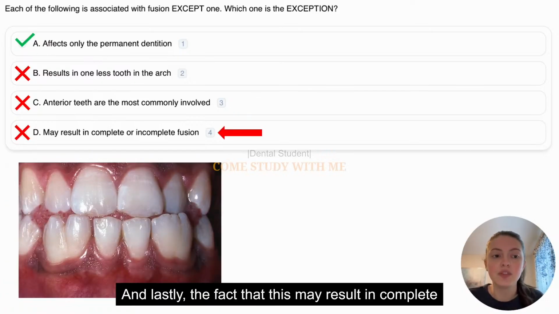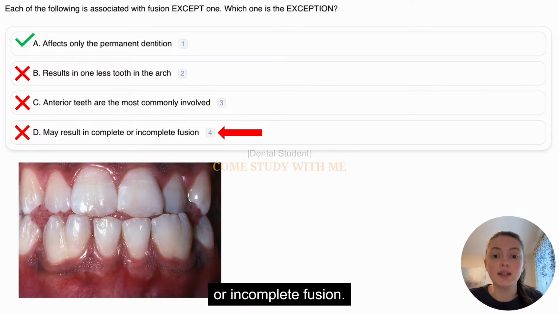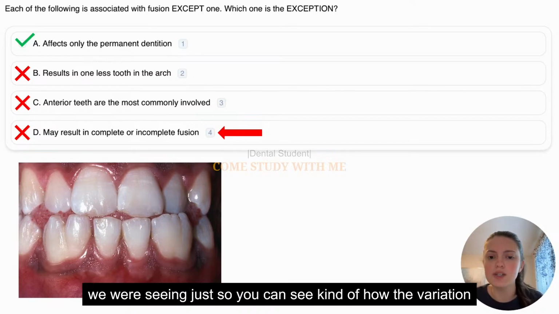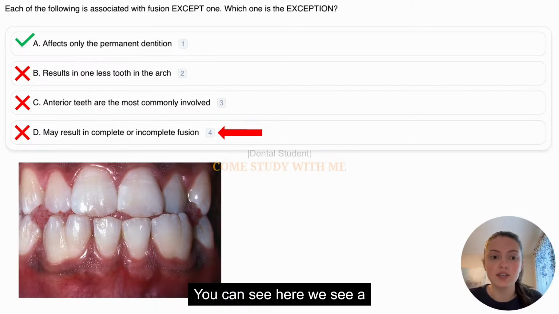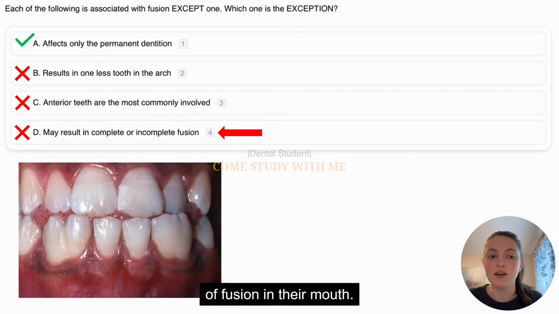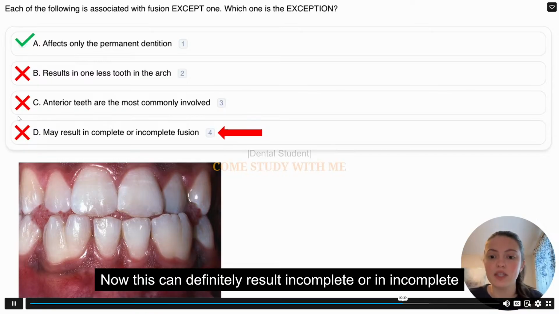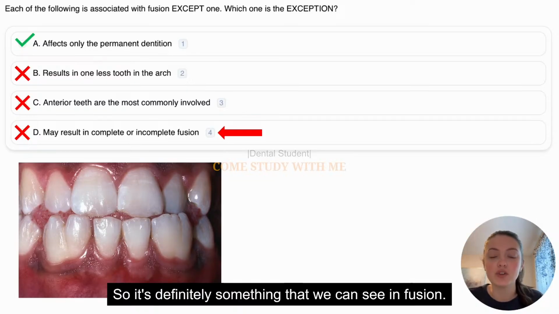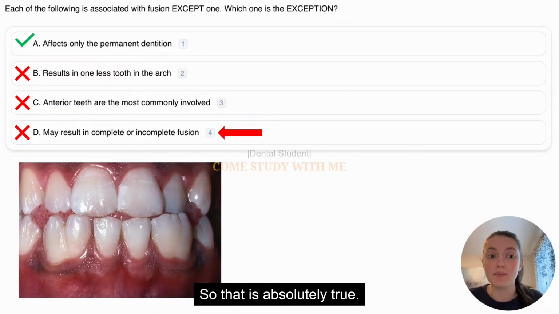And lastly, the fact that this may result in complete or incomplete fusion. I have attached a different picture from the other pictures we were seeing just so you can see how fusion presents. So you can see here we see a little bit different of that fusion. This person actually has 2 separate incidences of fusion in their mouth. Now, this can definitely result in complete or incomplete fusion, if that makes sense. You can definitely see a variation. So it's definitely something that we can see in fusion, so that is absolutely true.